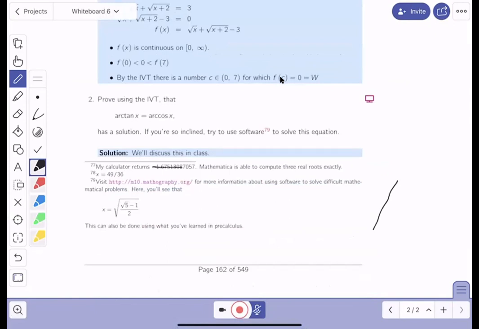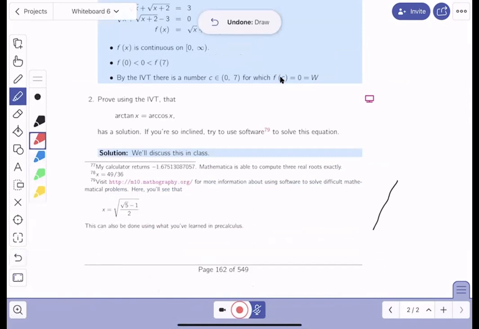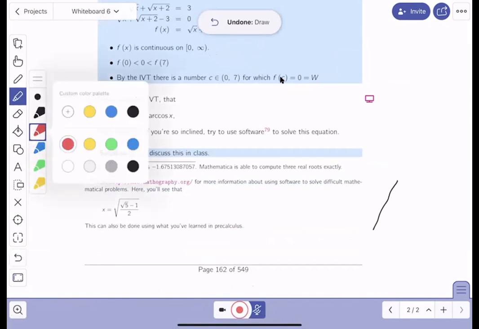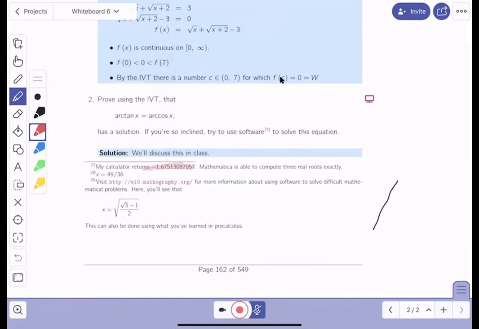Whoops, sorry about that. My calculator, and I mean that, I actually used the calculator to do that. I got this number, all right? Mathematica was able to compute 3 real roots to the problem as expected, all right? It was expected to do that. All right, let's take a look.